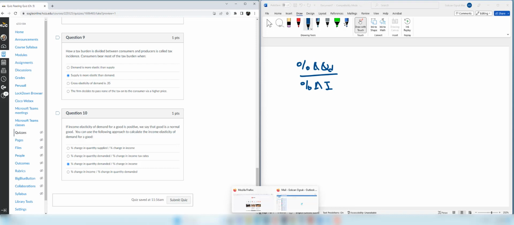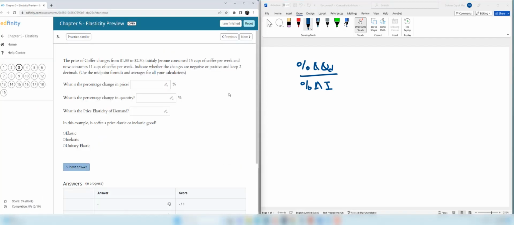Now next I'm going to go over some questions on elasticity. In this question, you are required to calculate elasticity by using the midpoint formula. If you remember, for elasticity we need percentage change in quantity demanded divided by percentage change in price. These were given in most of the questions, but if these percentage changes are not given, we need to calculate the percentage change in quantity and percentage change in price.